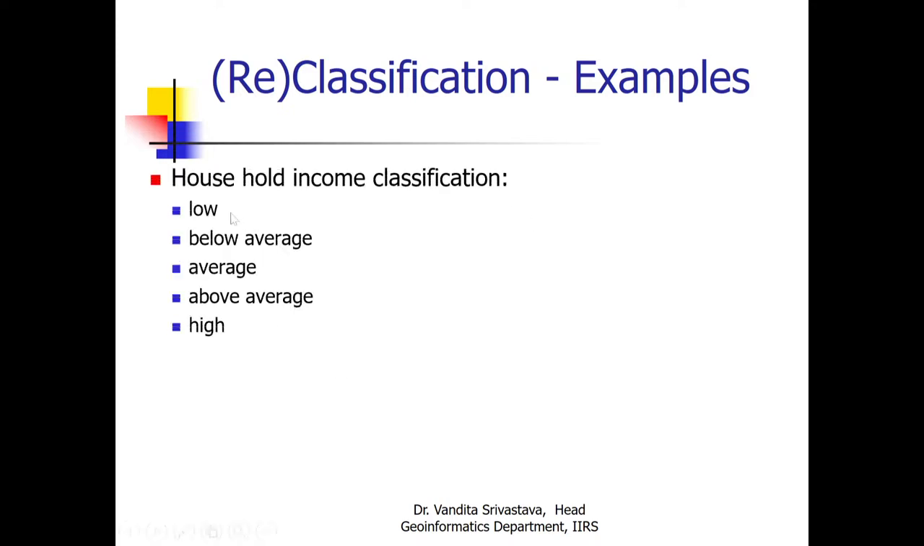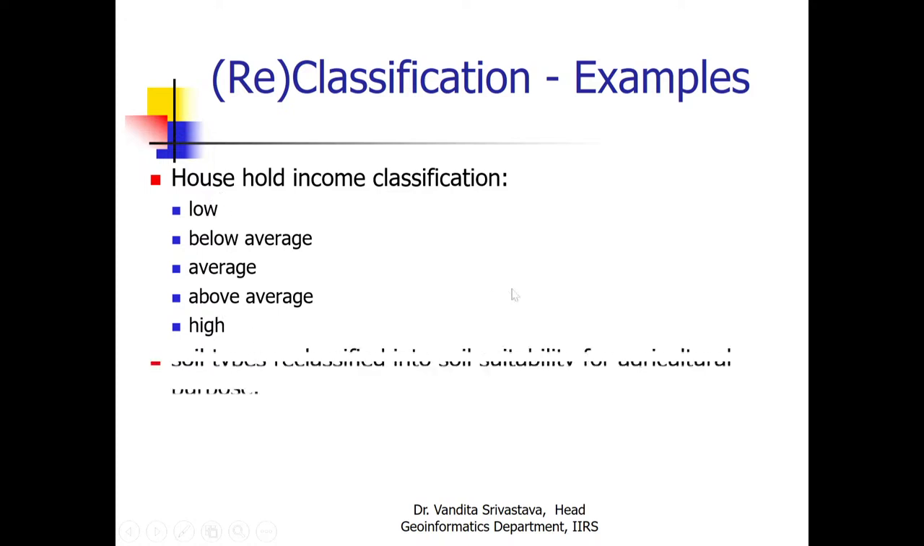So this is just an example wherein household income has been classified into 5 categories: low, below average, average, above average and high. So from low to high it is varying. So these are 5 classes that are present, and you could also classify soil types, classified based upon soil suitability for some specific agricultural purposes.